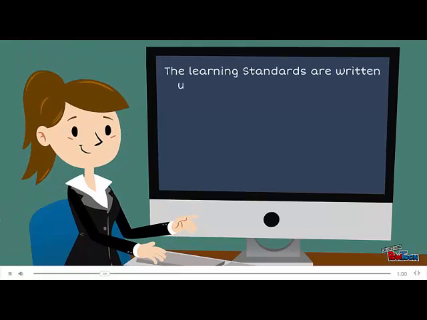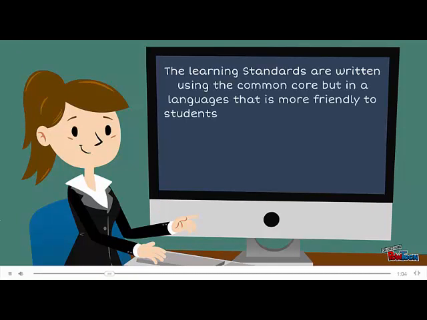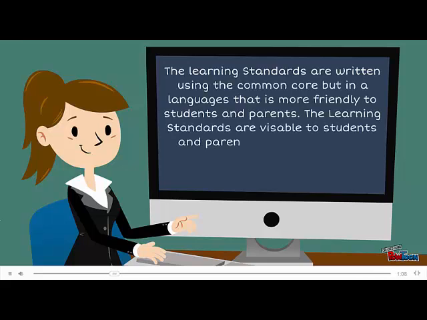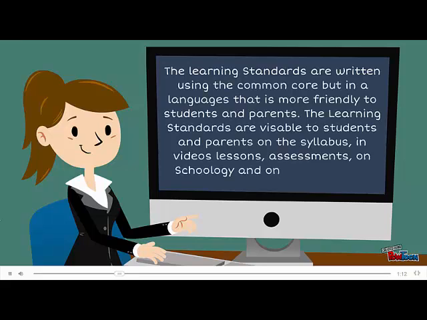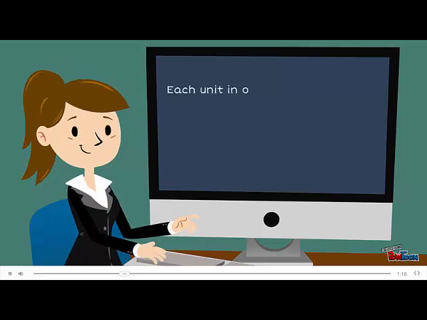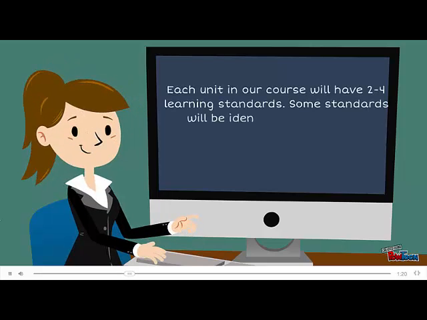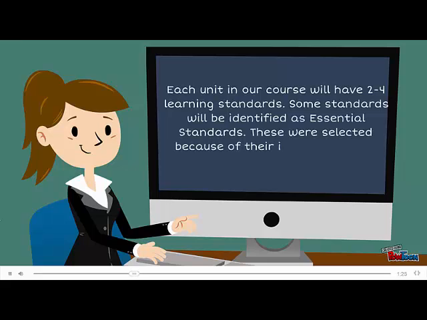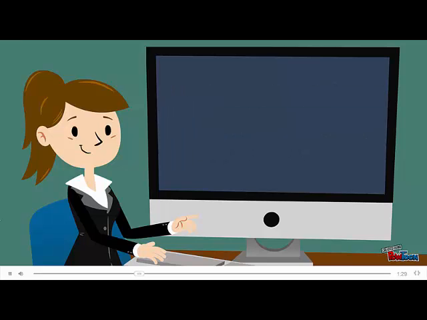The learning standards are written using the Common Core, but in a language that is more friendly to students and parents. The learning standards are visible to students and parents on the syllabus, in the lesson videos, assessments, Schoology, and on the classroom walls. Each unit in our course will have 2 to 4 learning standards. Some standards will be identified as essential standards. These were selected because of their importance in later units and subsequent courses.